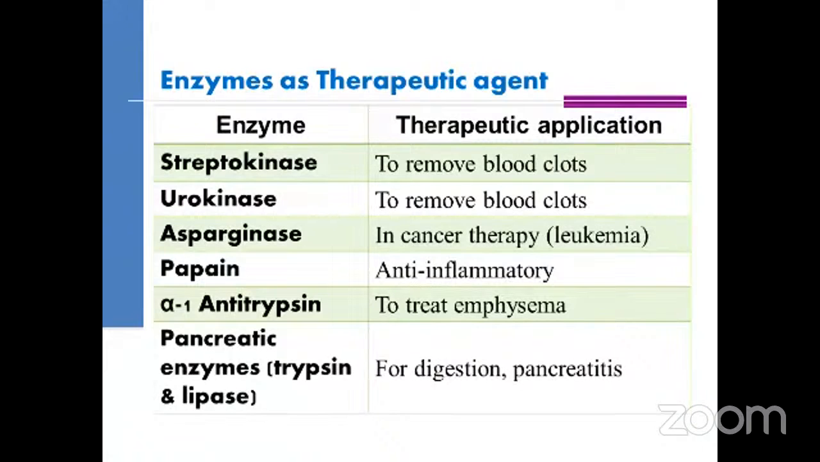Alpha-1 antitrypsin, already I have taught you. In emphysema there will be alpha-1 antitrypsin deficiency. This alpha-1 antitrypsin acts as an enzyme and it is used in the treatment of emphysema. Pancreatic enzymes like trypsin and lipase are used whenever there is indigestion, and in case of pancreatitis. So these are the therapeutic uses of enzymes. Enzymes are used as a drug for the treatment of diseases.